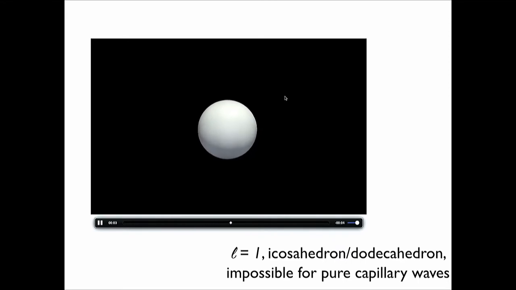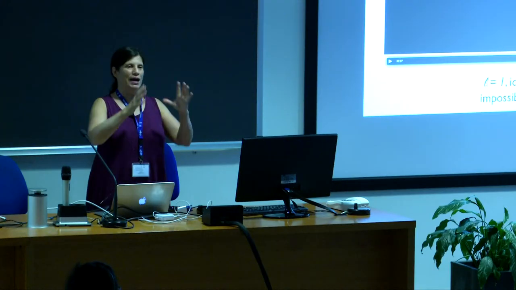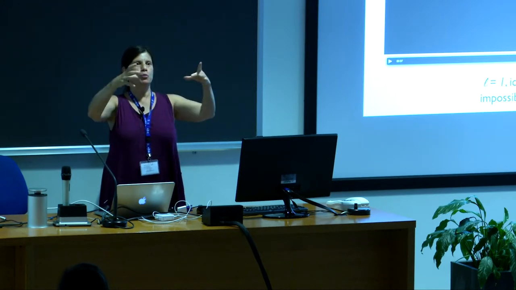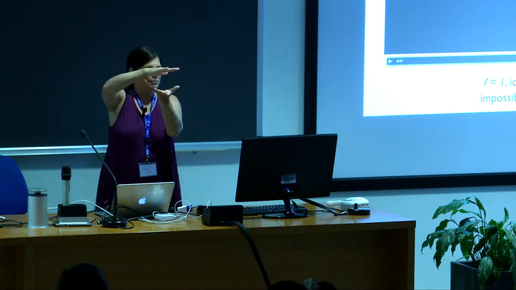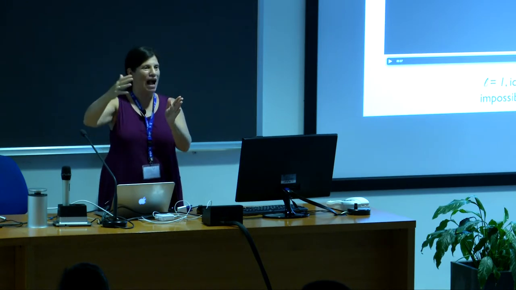This is nice. This is an L equal 1 pattern. What is an L equal 1 pattern? Well, it goes boing, boing, boing. And what is an L equal 2 pattern? The prolate and the oblate: you have two bulges and flat places. Oh, and for L equal 1, you have one bulge, one out and one in.